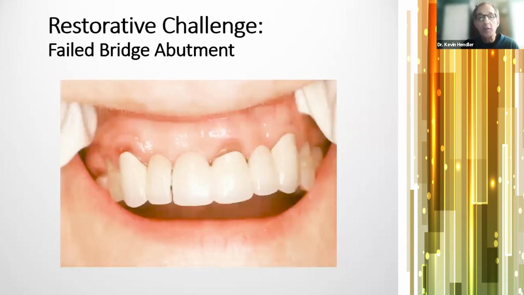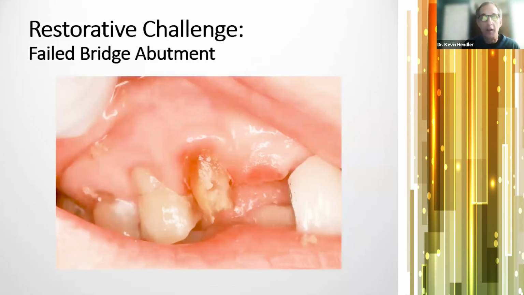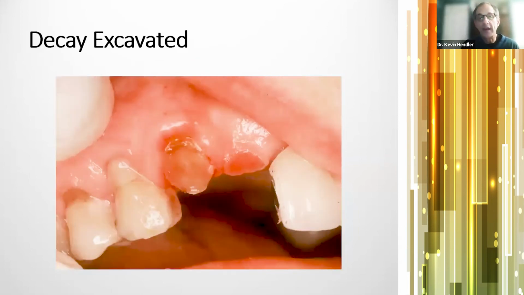Similar situation with a bridge abutment. This was a tooth that was loose on one of the abutments, and I couldn't get the bridge off. I sectioned the bridge, and you can sort of see there a little bit, took it off, and you can see this abutment is completely decayed. So after I excavated the decay, this is what's left.